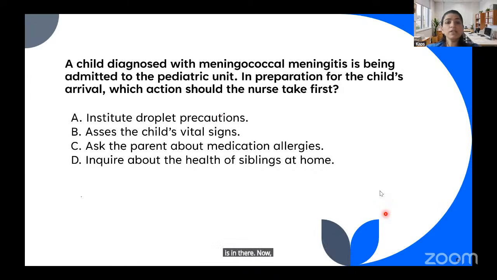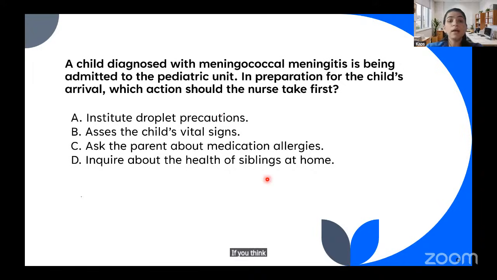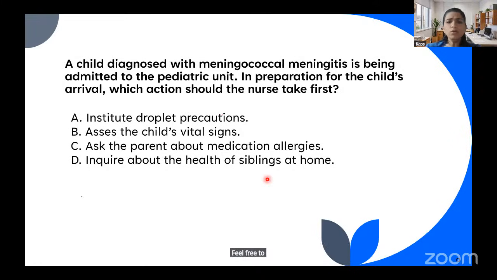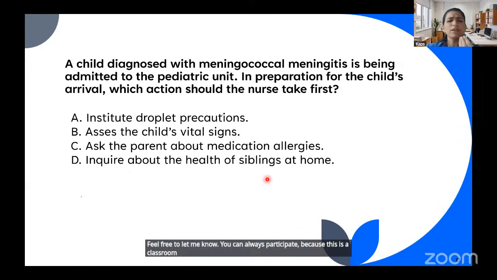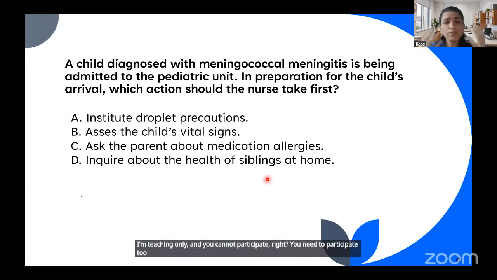Now, look at the first question on the screen with me, and you can definitely use your chat box at the same time. Put your answers in there. If you want to come on the mic for some reason, or you have a lot of doubts for me, feel free to let me know. You can always participate, because this is a classroom. This is not something where I'm only teaching and you cannot participate. You need to participate too, everyone. So if you want to come on the mic, just let me know.